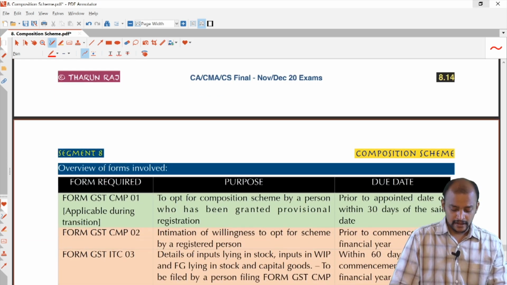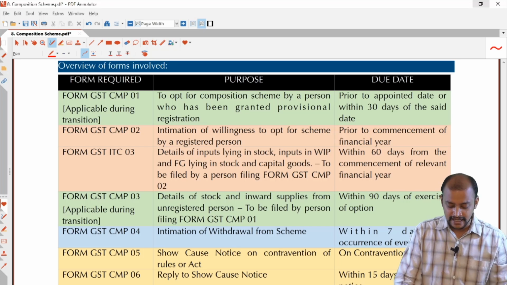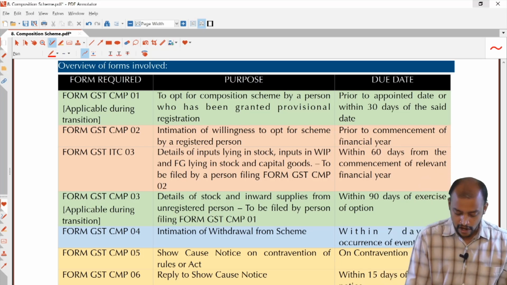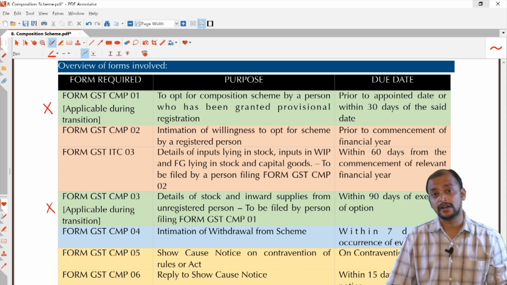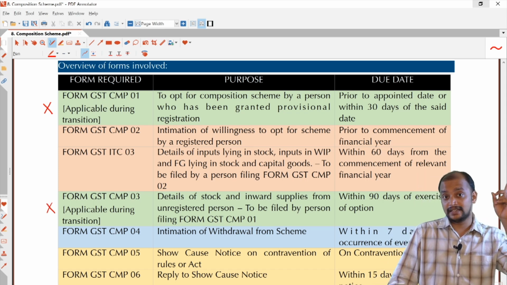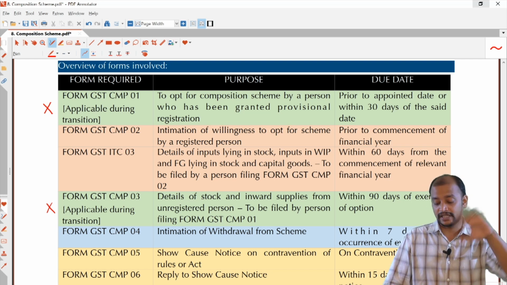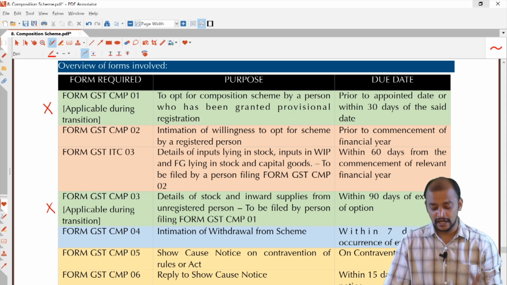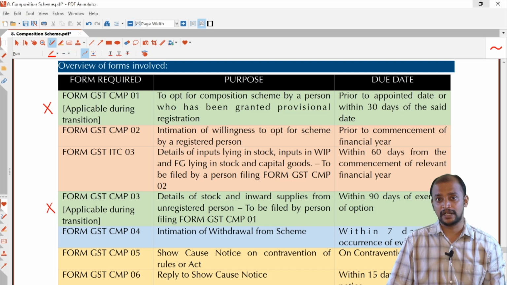Then these are the forms involved. See, CMP1 and CMP3 are not applicable now. CMP1 and CMP3 were applicable only for one-time transition, at the time when we moved from the old scheme of indirect taxes to GST. I just gave that, so that is not applicable now, but the other forms are applicable.